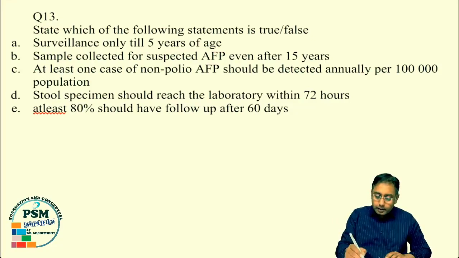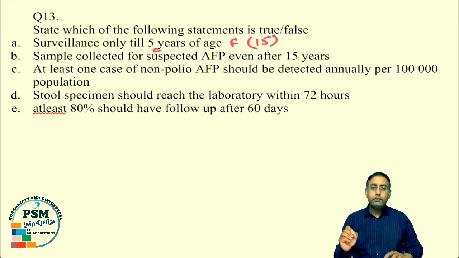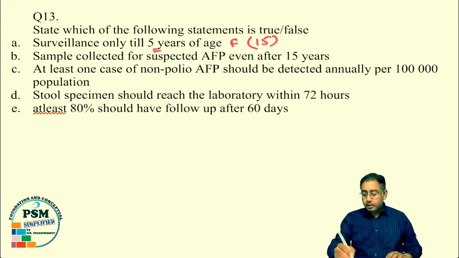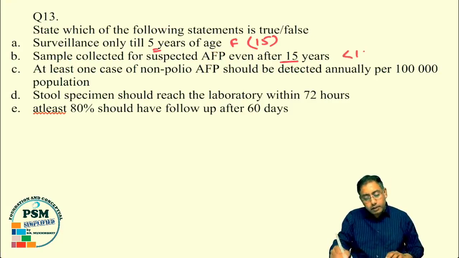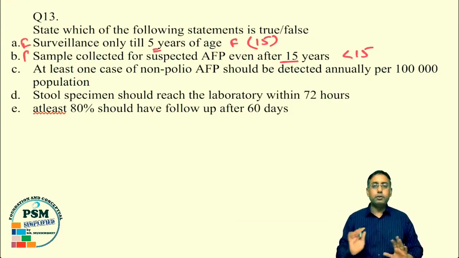So surveillance done till 5 years of age is a false option. It is till 15 years of age. Sample collected for AFP even after 15 years? No, not after 15 years, till 15 years. So both are false options.